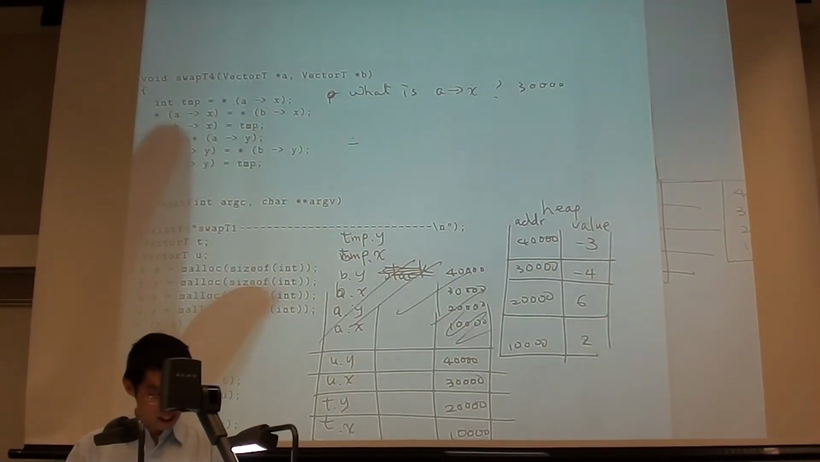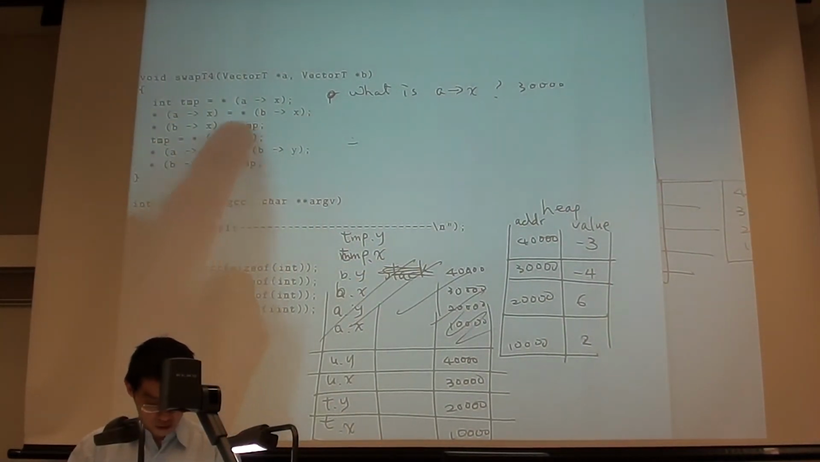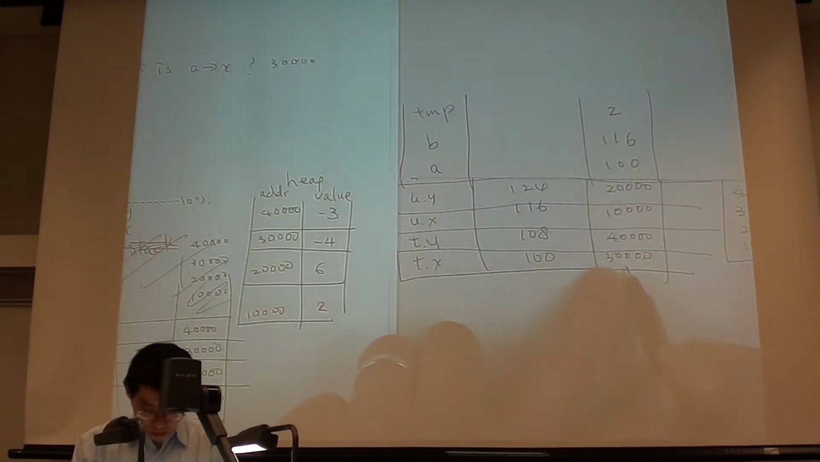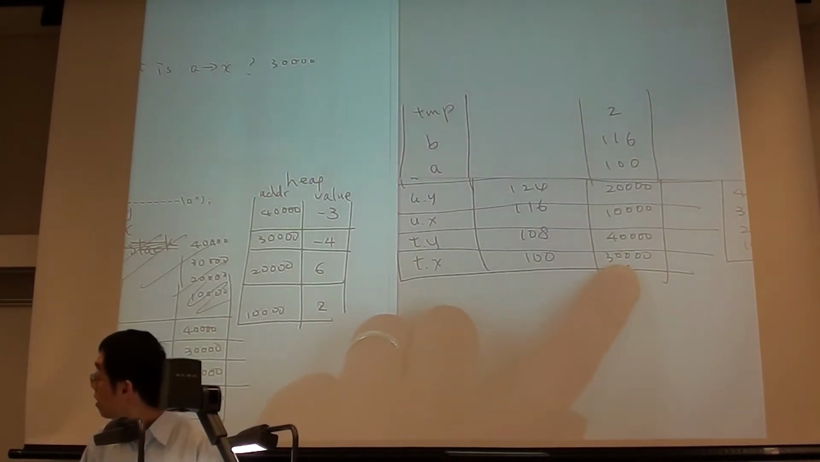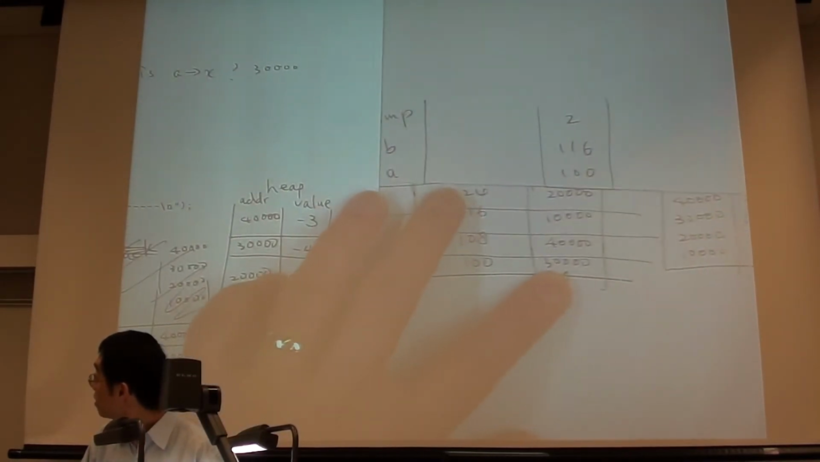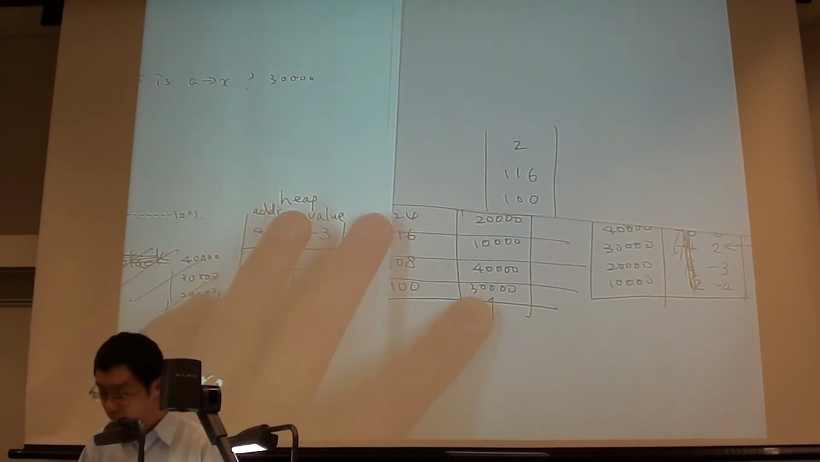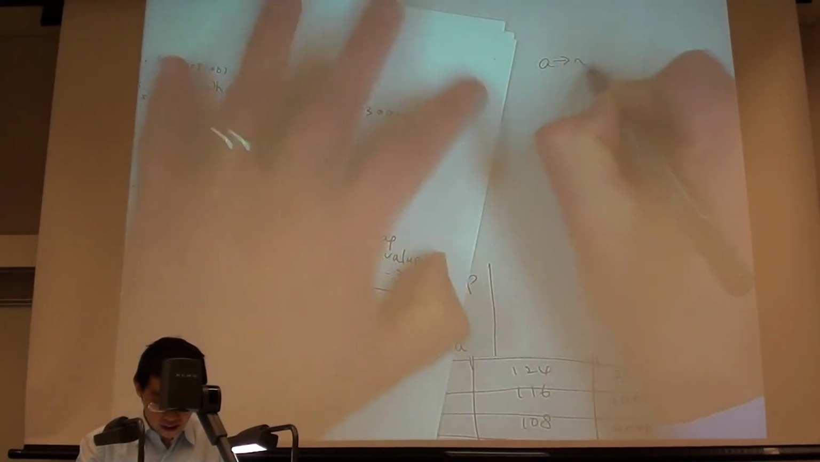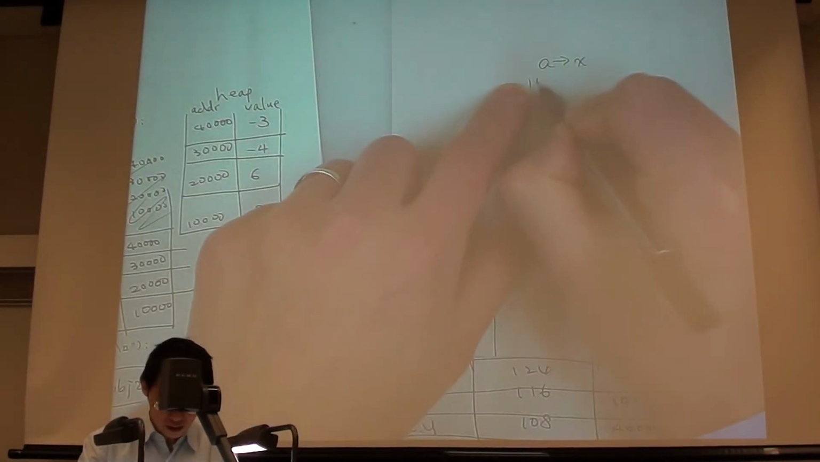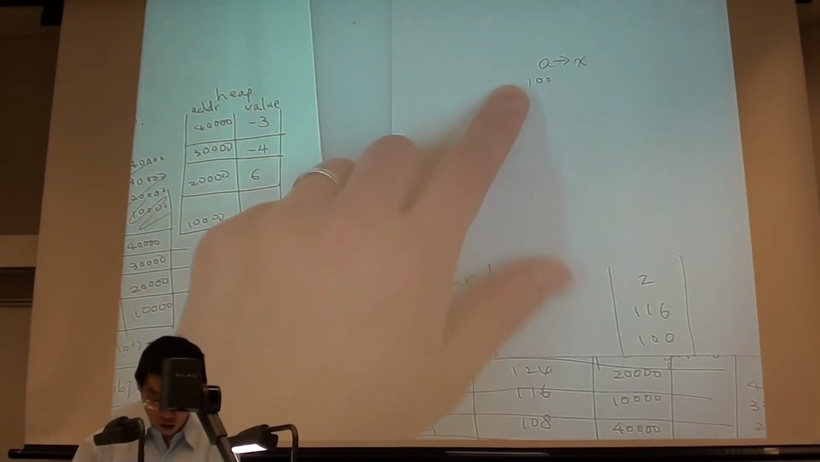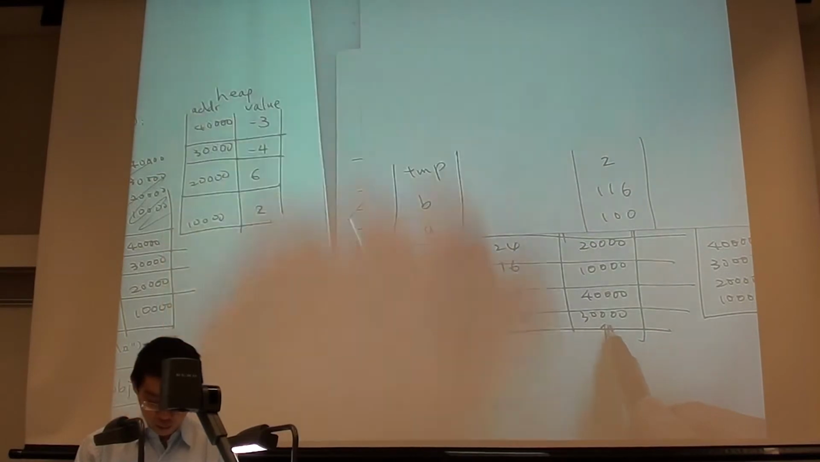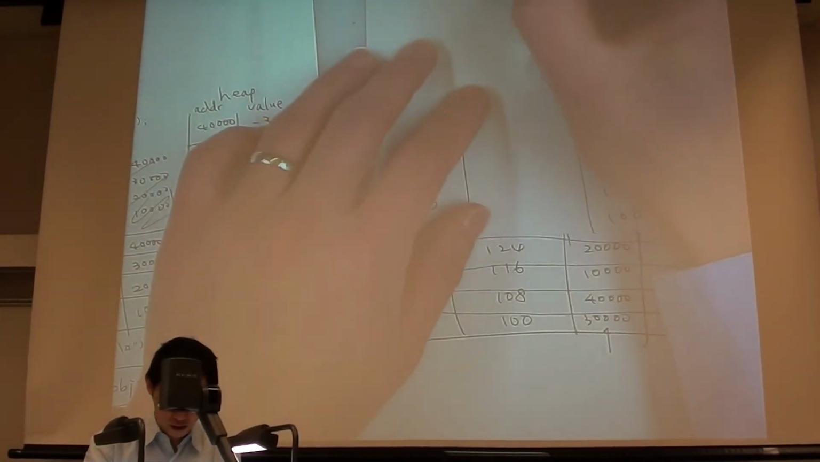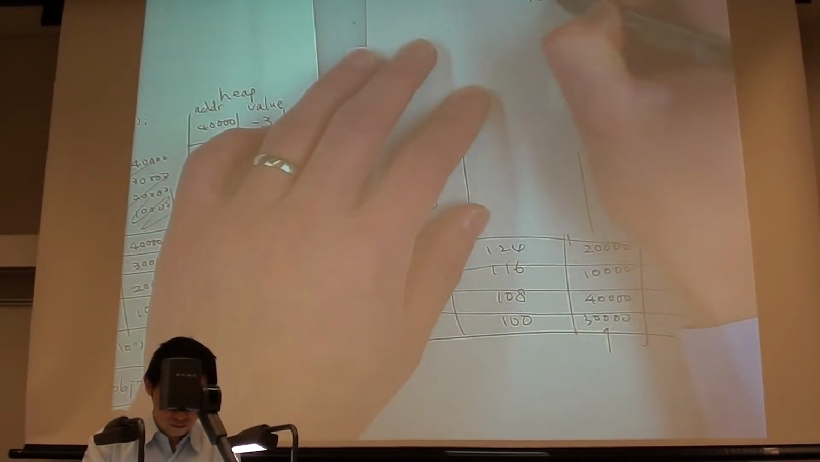Then the next one says A->X is B->X dereferenced. So A->X, you want to modify this. Actually, no, you want to modify this. You cannot see. You want to modify this. When we say A->X, A is 100. You go to 100 and look at the value, which is 30,000. So this whole thing is 30,000.